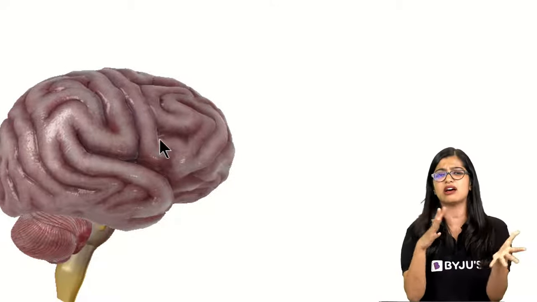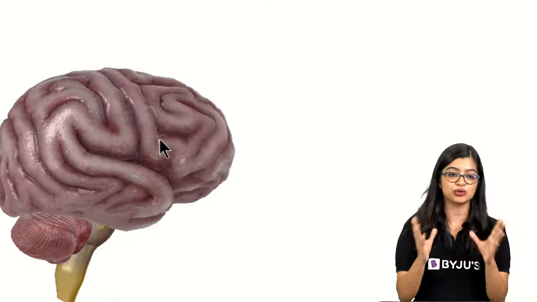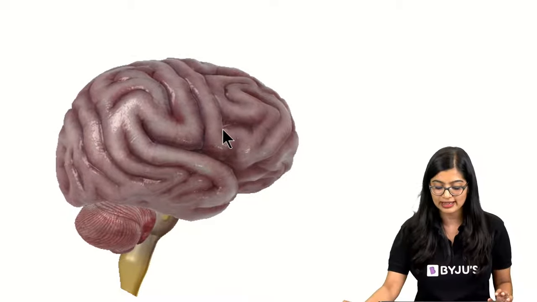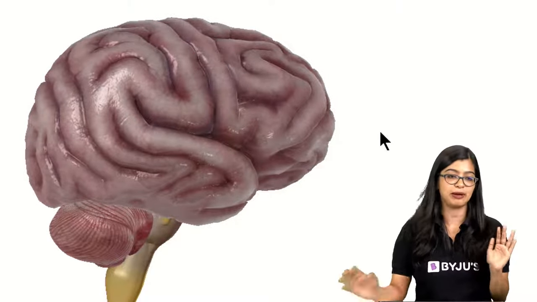We have gray matter and white matter. Now, I'm not going into too much detail because you don't need to know. You only need to know that on the outer side, we have the gray matter, and on the inner side, we have the white matter.